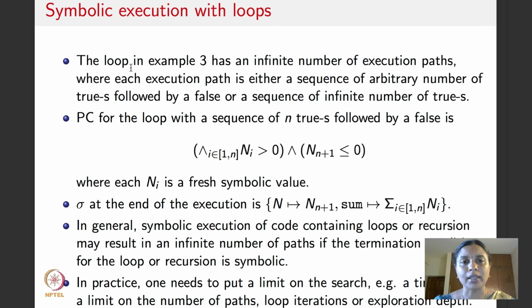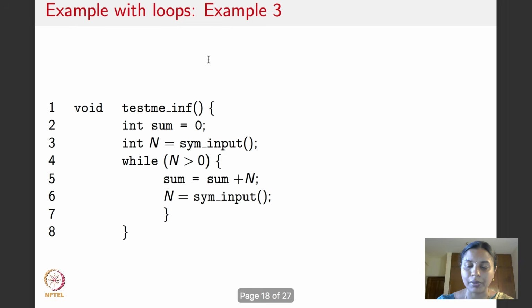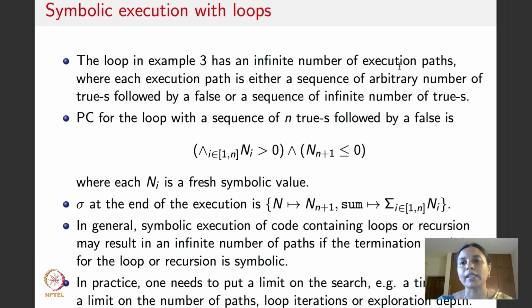I'll go through this slide now. The loop in the example that we are seeing in this slide, example 3, has an infinite number of execution paths, as I told you, where each execution path is a sequence of an arbitrary number of trues followed by a false when it stops, or it can go on as a sequence of an infinite number of trues. So the path constraint for a loop with a sequence of n trues, where small n is unknown, is completely dependent on the user.